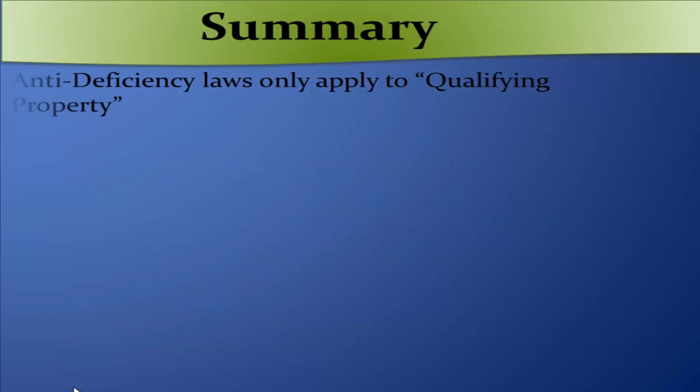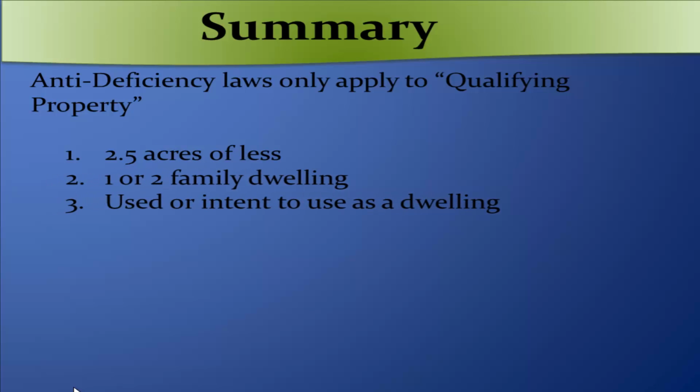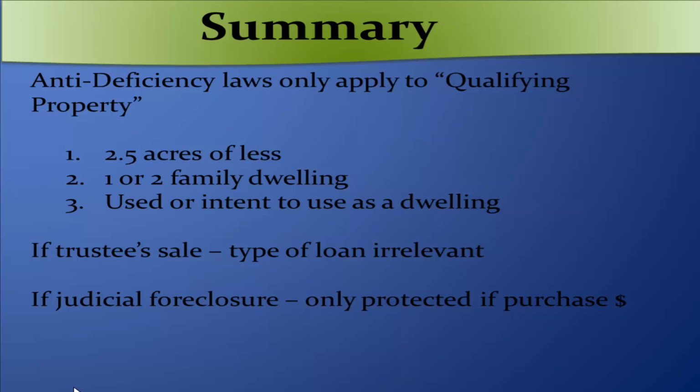In summary, Arizona's anti-deficiency laws only apply to qualifying property. Property has to be 2.5 acres or less, a 1 or 2 family dwelling, used or intended to be used by someone as a dwelling. If it's a trustee sale, the type of loan is irrelevant, whether it's a purchase money or non-purchase money loan. If it's a judicial foreclosure, the borrower is only protected if it's a purchase money loan.